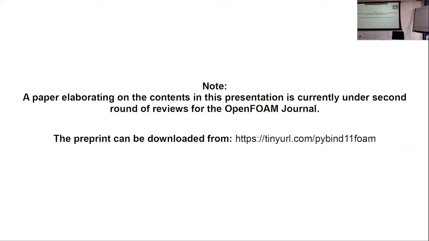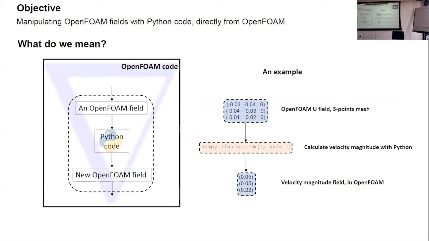What we are going to talk about is how to manipulate OpenFOAM fields with Python, but in OpenFOAM. You can see a figure on your left-hand side where we try to make it easy to see what we mean. Within an OpenFOAM environment, we want to take an OpenFOAM field, apply a Python code on that field, and produce a new OpenFOAM field that we are going to use in the rest of the simulation. On the left-hand side, you can see an extremely simple example where we have a set of numbers that could easily represent a velocity field on a 3-point mesh. Then we use a Python code to calculate the velocity magnitude field. It's a tiny example just to show you how to do it. That is what we mean when we say that we are manipulating the OpenFOAM fields with Python code.